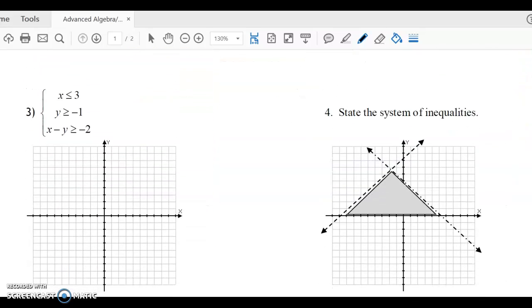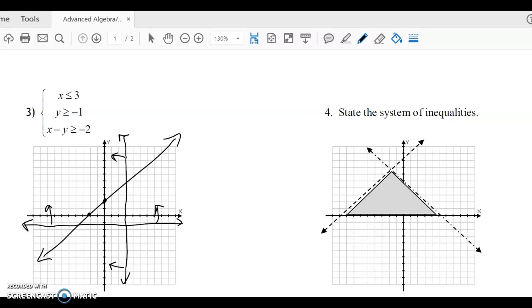Number 3. Now we have 3 inequalities. So we're going to graph x is less than or equal to 3. That would be to the left. y is greater than or equal to -1. That would be above. And then if we graph x minus y is greater than or equal to 2, we can quickly graph the intercepts, -2 and 2. And that's a solid line.